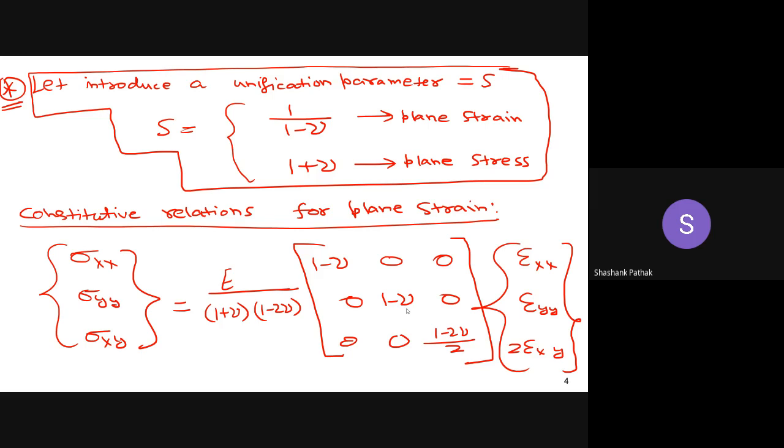Yes, Shraddha? Some mu was also there, after 1 minus mu in the first row. Is this correct, Shraddha? Yes, sir. Okay, so this is the correct relation. So Rohit, you got your mistake, you should correct it. So this was the constitutive relation for plane strain.